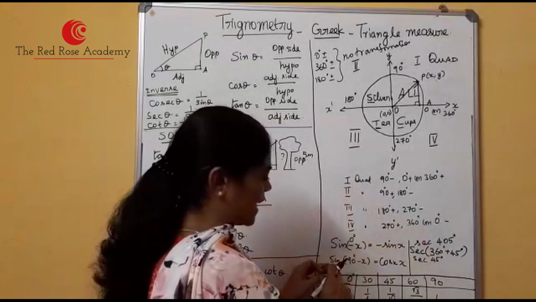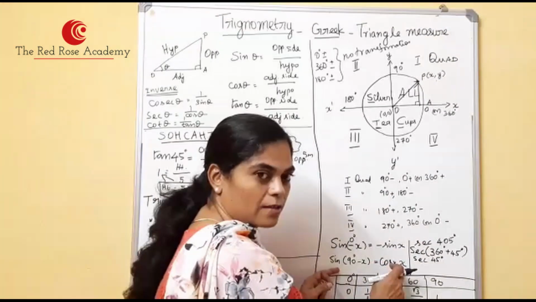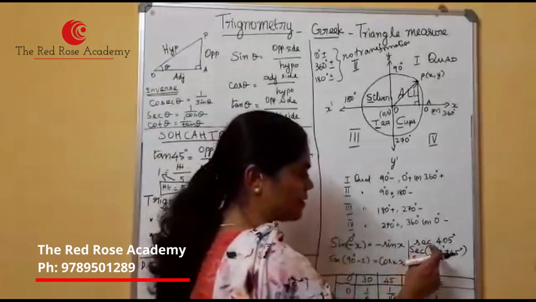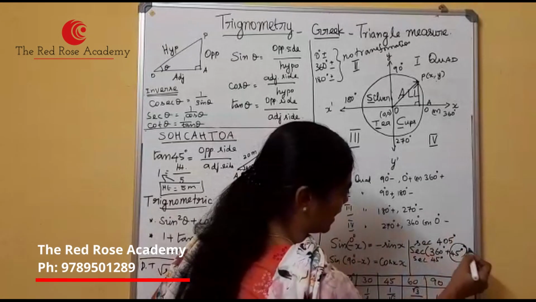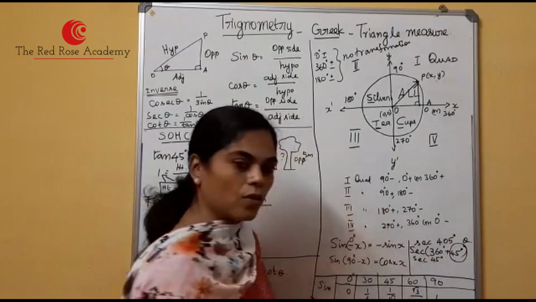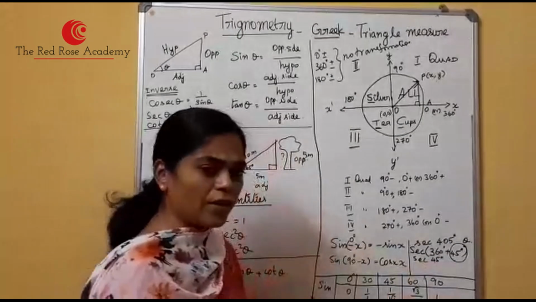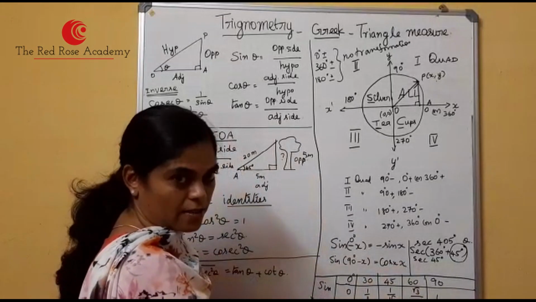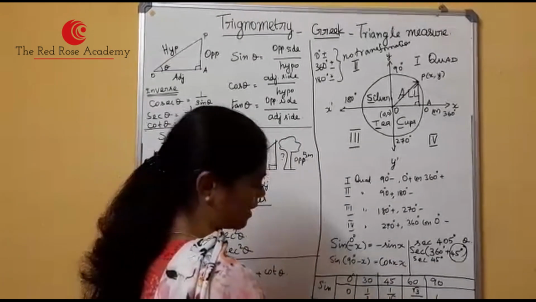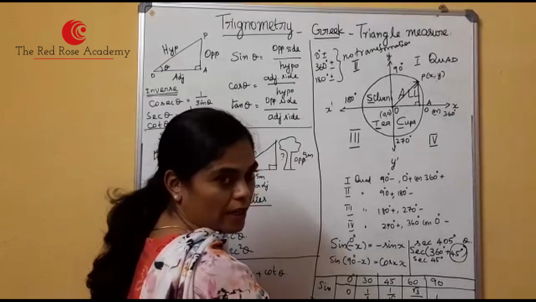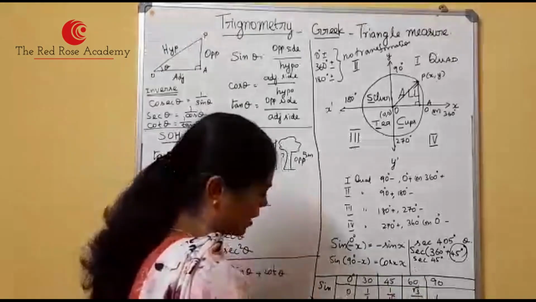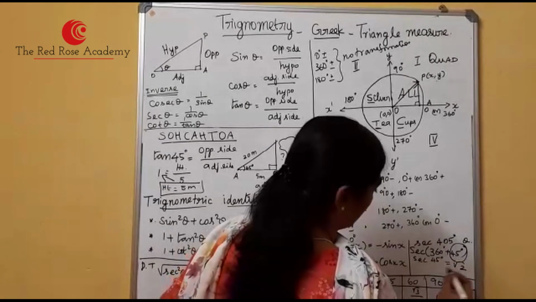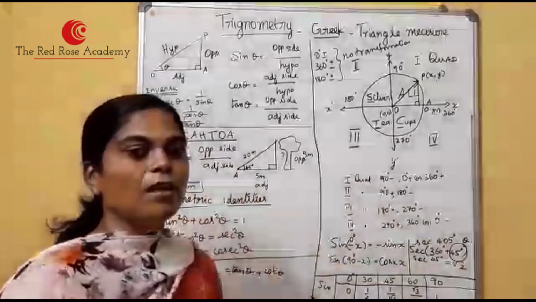We know that sine 90 minus theta is cos theta. Cos 90 minus theta is sin theta. Similarly, secant 360 plus, instead of theta or x, it is 45 degree. So secant 45 degree. What is secant 45 degree? We know that secant is the inverse of cos. So what is cos 45 degree? Cos 45 degree is 1 by root 2. Secant is the inverse of cos, so what is the inverse of 1 by root 2? That is root 2. So the value of secant 45 degree is root 2.